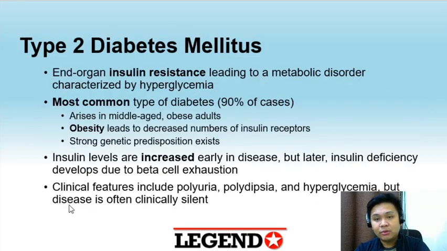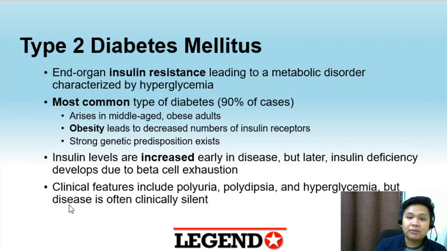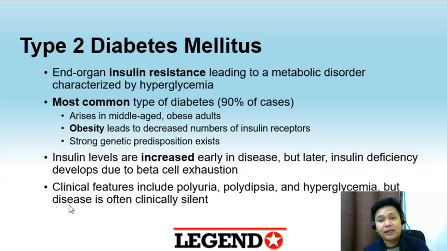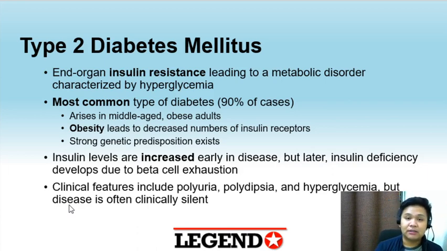Now let's go to type 2 diabetes mellitus. Type 2 diabetes mellitus is due to end organ insulin resistance. So the problem here is not insulin deficiency, unlike in type 1. In type 2, it is more on the functionality of the insulin receptors of the patient. Okay, so because of the defective insulin receptors, the patient develops insulin resistance. This then leads to a metabolic disorder characterized by hyperglycemia.